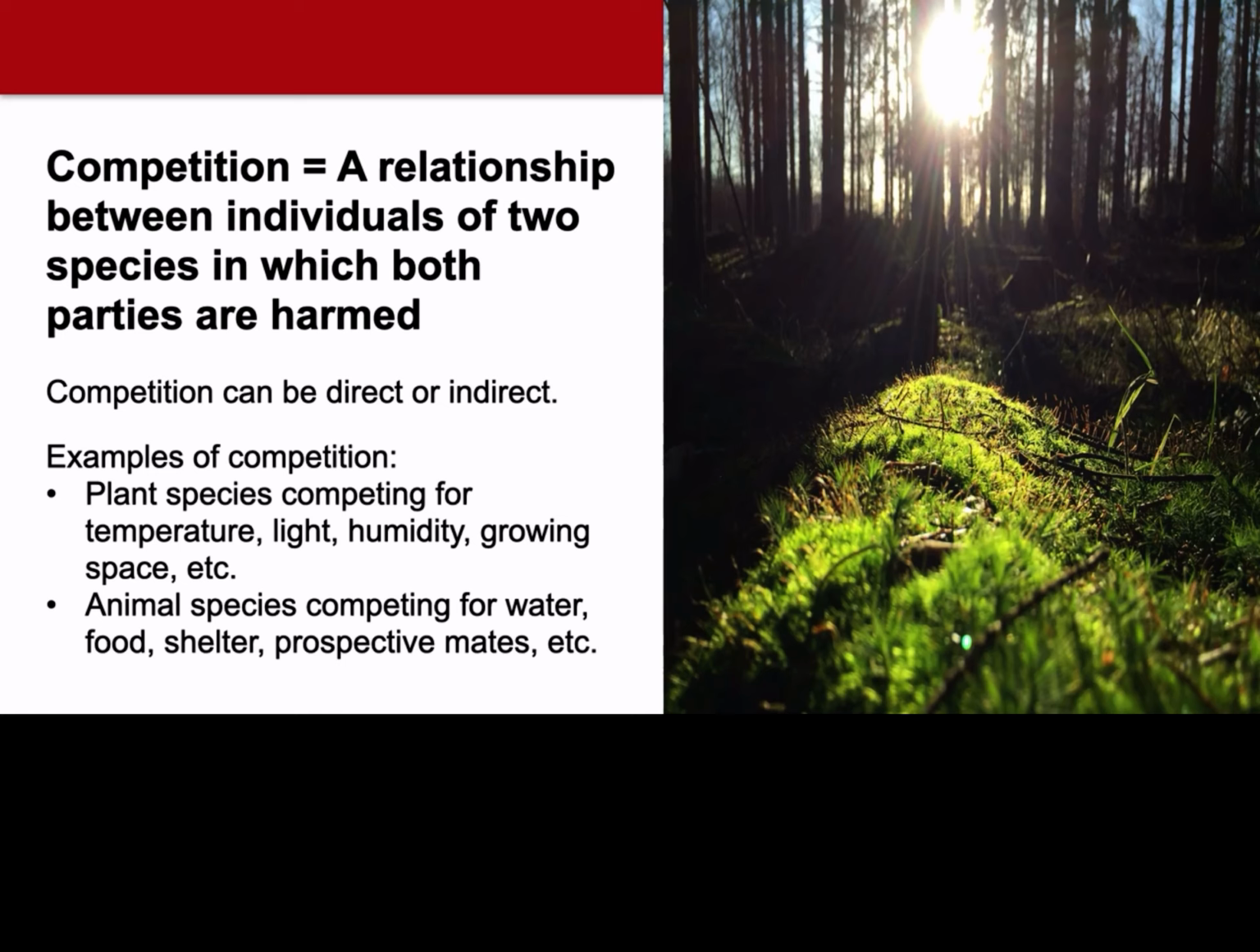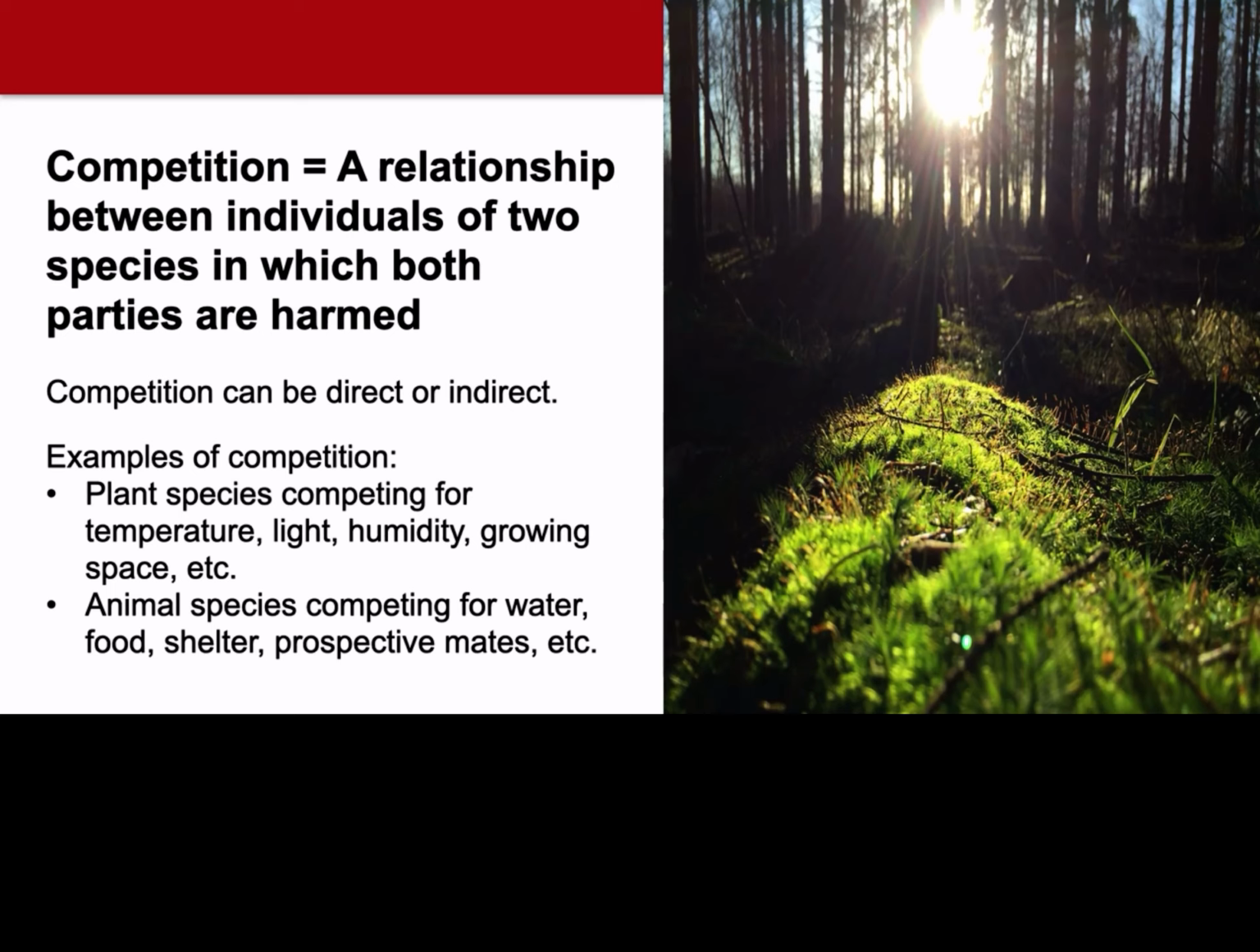Competition can be direct or indirect. An example of direct competition would be two different species of birds, a kingfisher and a heron, both predators, competing for fish, the prey, that live in a lake. An example of indirect competition would be between two big cats that hunt for the same prey animal, but they hunt at different times of the day. Leopards are big cats that hunt for deer at night, and cheetahs are big cats that hunt for deer during the day.